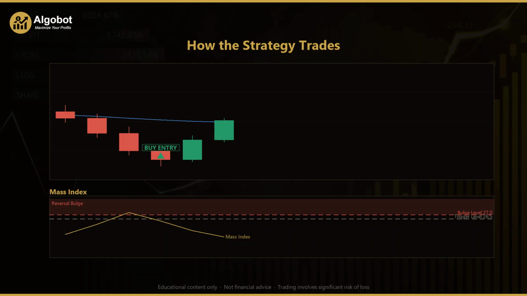On the very next candle, the fourth one, the mass index rolls back down and slips below the trigger level of 26.5. That completes the reversal bulge. The strategy now checks the trend filter. Price here is sitting below the blue trend EMA, so the fading move is the down move, and the strategy signals a reversal to the upside. That is where the buy entry marker appears, right as the down move looks exhausted.